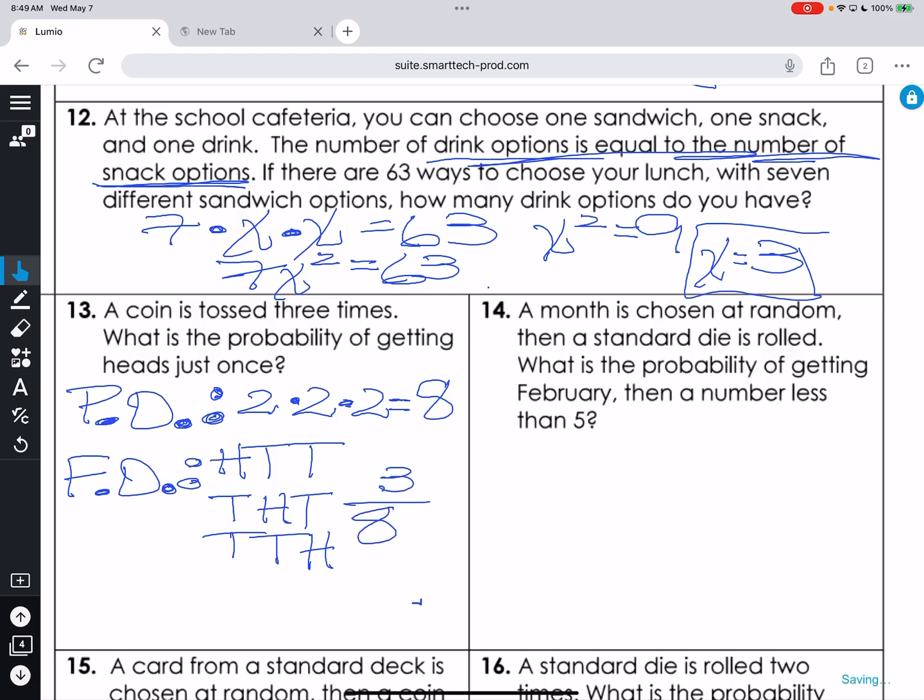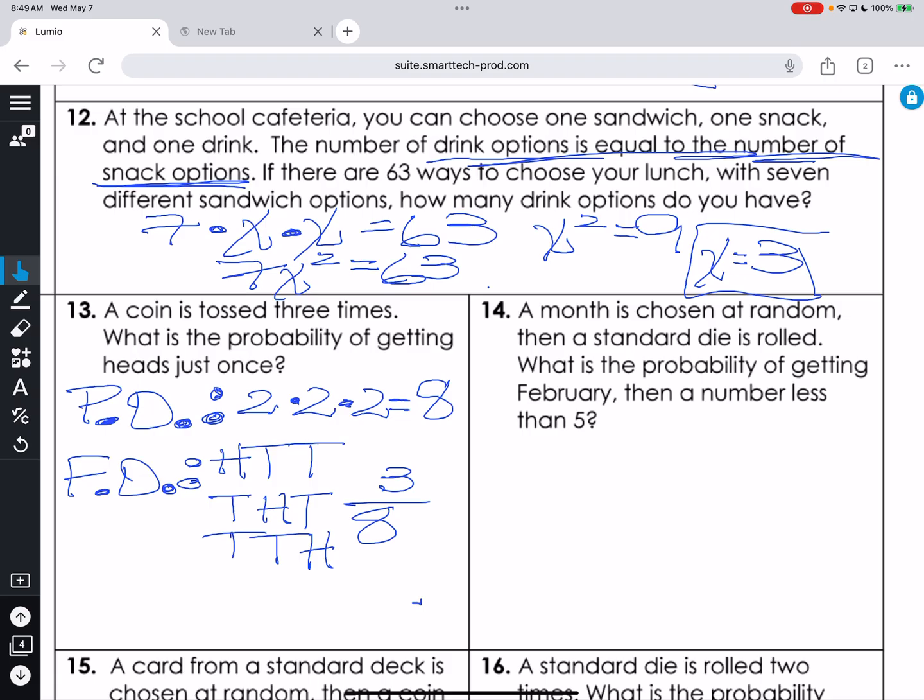Remember our PO, our possible outcomes, is the denom. And then you do your little drawing, set it all up, and we only had 3 options, so 3/8. Is that clicking? Making sense? Okie dokie.